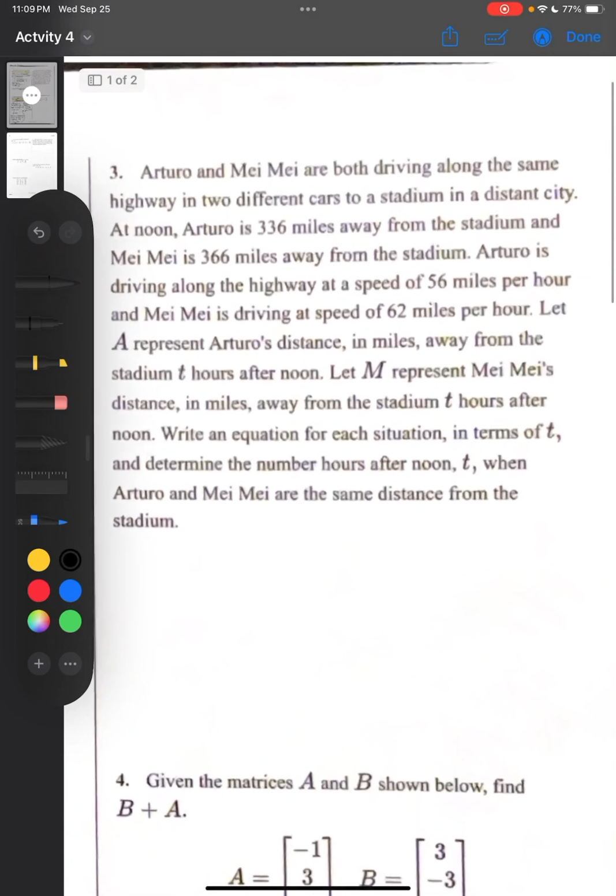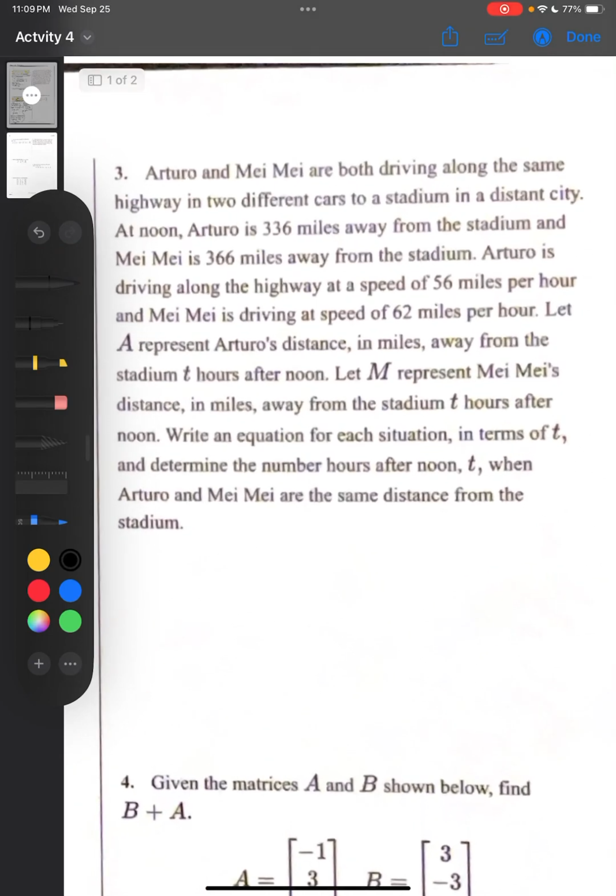Number 3. Arturo and, I'm going to just say this is Maymay. Maymay are both driving along the same highway in 2 different cars to a stadium in a distant city. At noon, Arturo is 336 miles away from the stadium. Maymay is 366 miles away from the stadium.